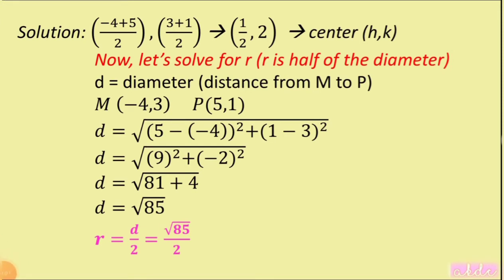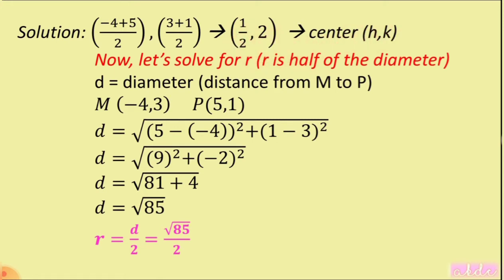So substitute the points M and P to our midpoint formula. So it will become negative 4 plus 5 is positive 1 divided by 2 is 1/2. And then y sub 1 plus y sub 2, this is y sub 1, y sub 2. So 3 plus 1 is 4 divided by 2 is 2. So we have the center 1/2, 2. Or our h is 1/2 and our k is 2.